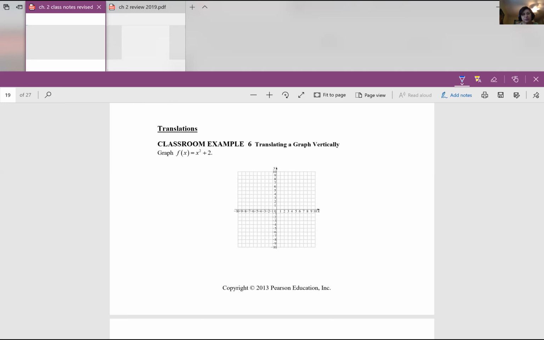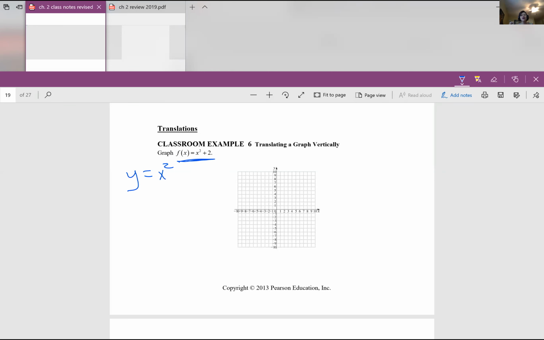Now, look at this one right here. f of x equals x squared plus 2. First of all, can you tell me what is the parent function here? If I were to ask you the basic shape of our graph, what's it going to be? A U, because this comes from y equals x squared. That's the parabola, which we know is going to be this U shape. Agreed?